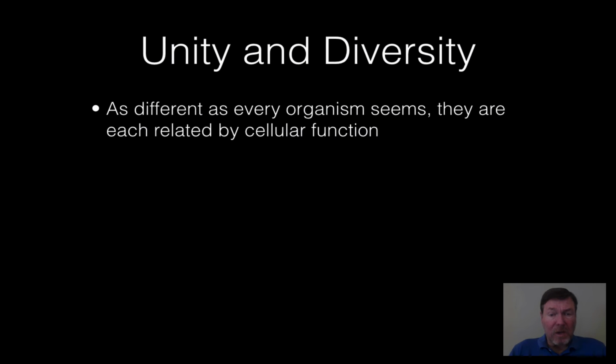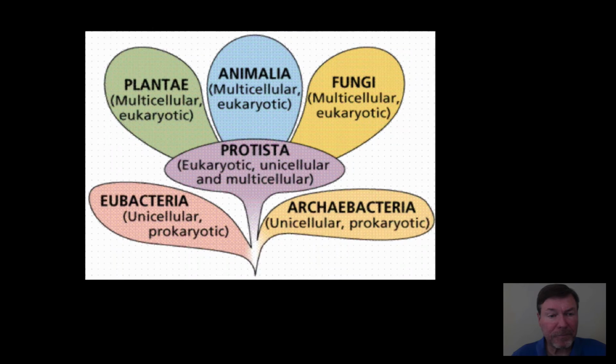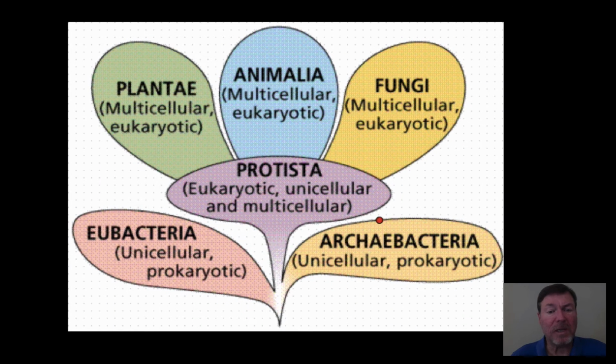The next one is unity and diversity. As different as every organism seems, each one is related by cellular function. You look at a plant and say, you are not a plant. They don't seem related. And yet at the cellular level, they are. We all have cells. They all have nuclei. They all produce proteins. And here you can see the 6 different kingdoms. We talk about 5 of them. We don't talk too much about this one, but it still applies.